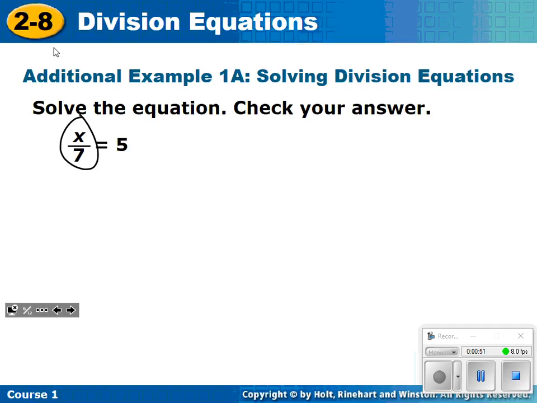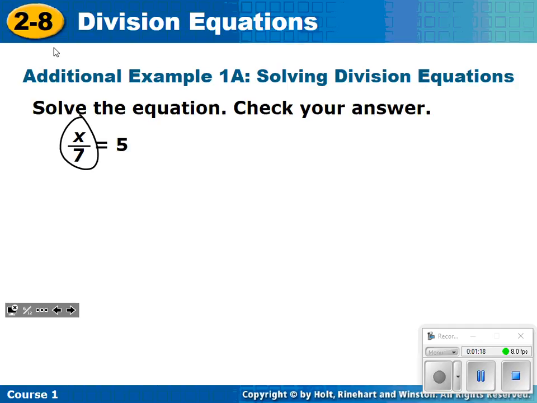This right here is a division problem. Okay? I told you the other day, every fraction that you have ever seen is actually a division problem. So that says x divided by 7. So follow our algebraic rules.